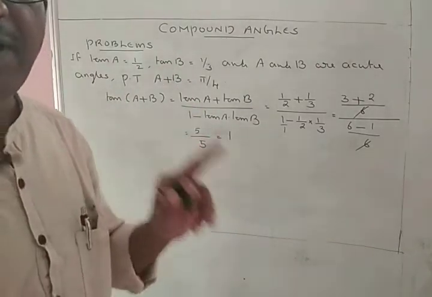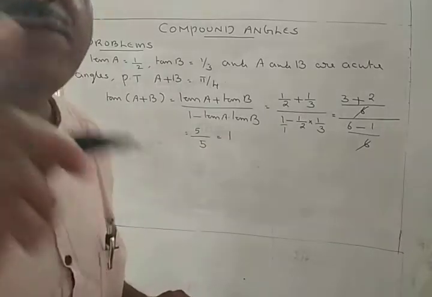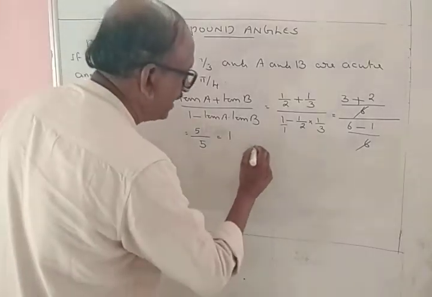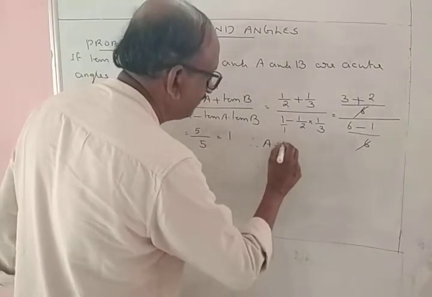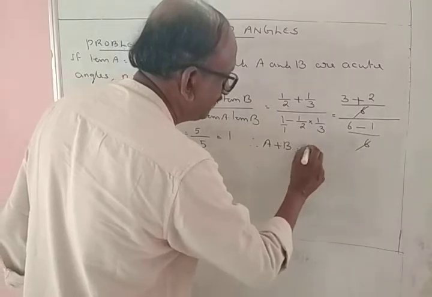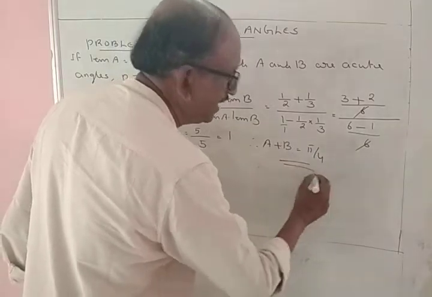Tan A plus B is equal to 1 only when the angle is 45 degree. Therefore, A plus B is equal to 45 degree or pi by 4. This is the answer.